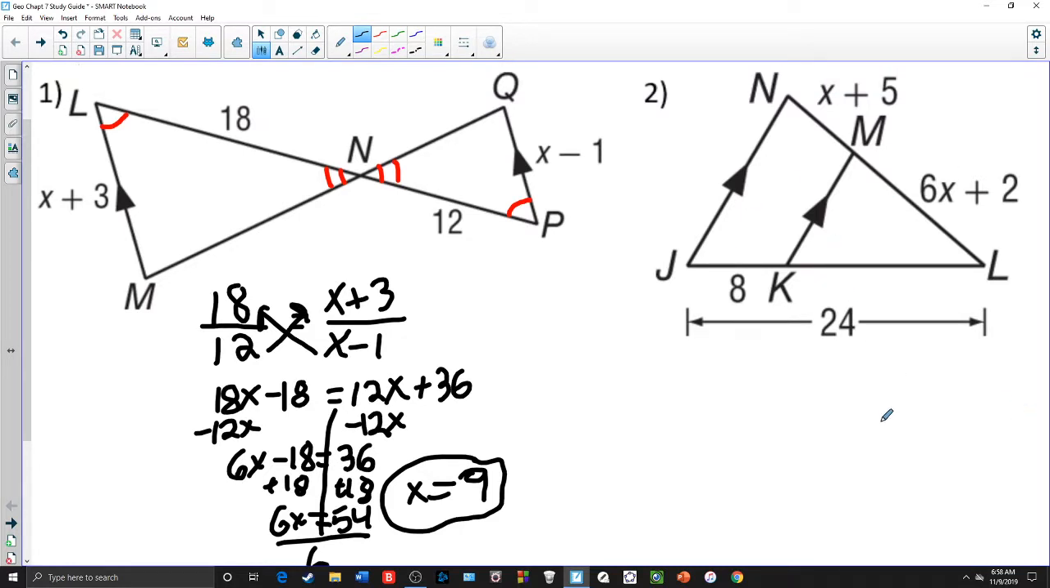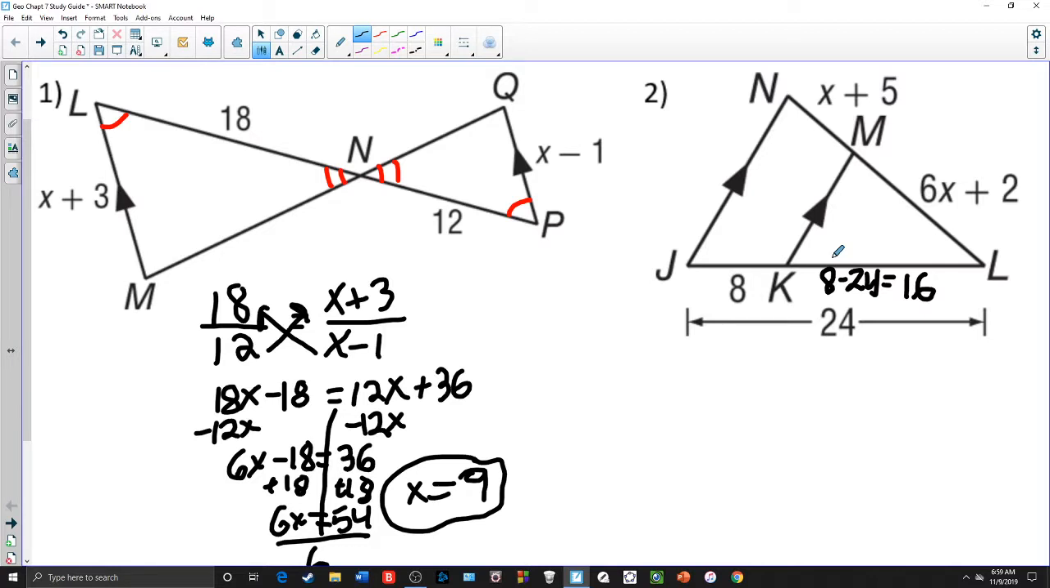So in this triangle, we actually can have two ways of doing this. We have x plus 5, 6x plus 2, we have 8, and we have 24. Now we could use similar triangles and do something like 8 over x plus 5 is equal to 24 over these two together. But if we know that this is 8, then we do a quick little math here and say 8 minus 24, well, that gives us 16 here. Well, in that case, we can use the parallel line proportions rather than the triangle proportions.